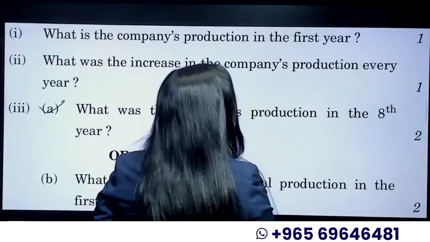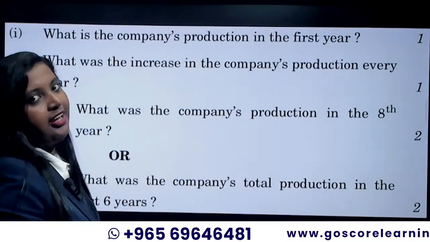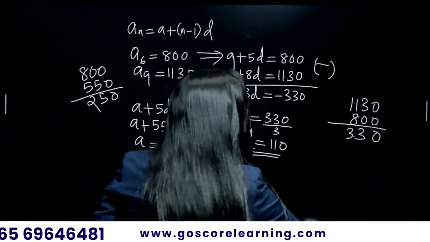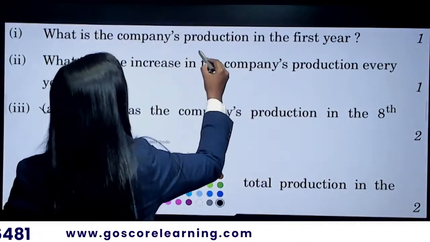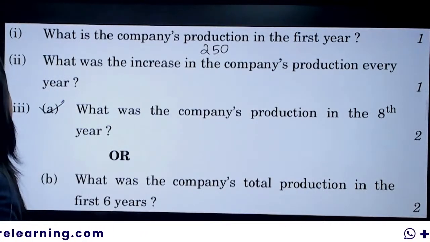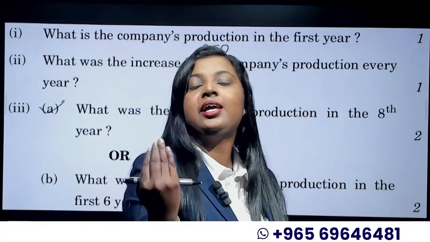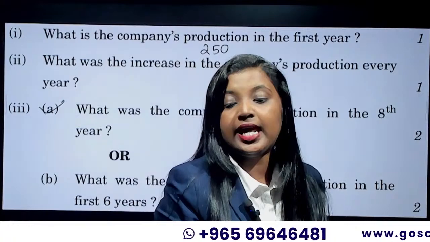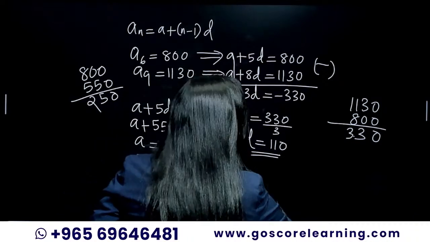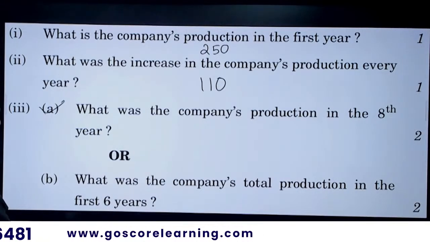Okay. So what was the first question? What is the company's production in first year? We found it, right? 250. We got the answer already. So the company's production in first year is going to be 250. What was the increase in the company's production every year? Which is that fixed value that we are adding with every term to obtain the next term? What is D here? D is 110. So the company's increase every year is 110.